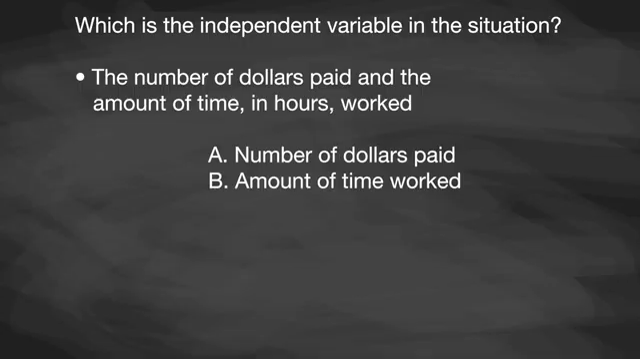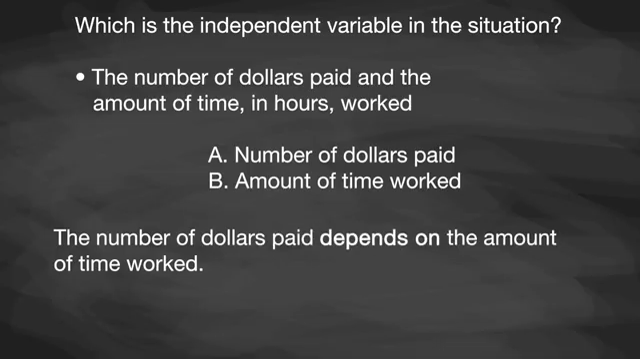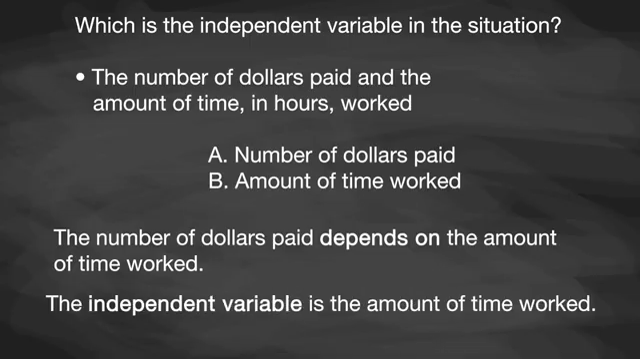Now it's your turn. Which is the independent variable in the situation? The number of dollars paid depends on the amount of time worked. Therefore, the independent variable is the amount of time worked.